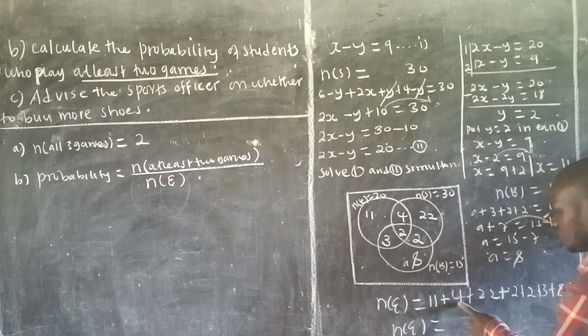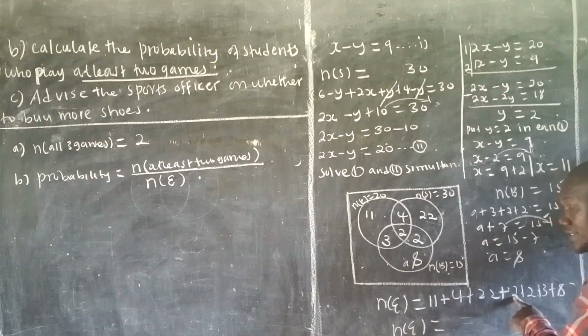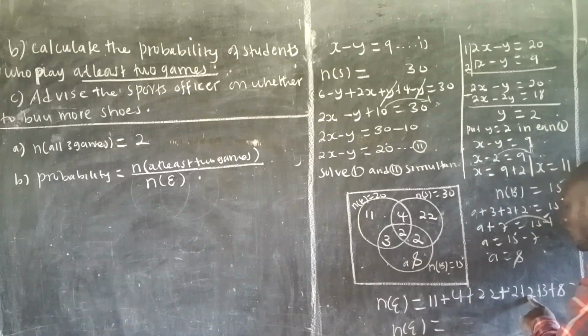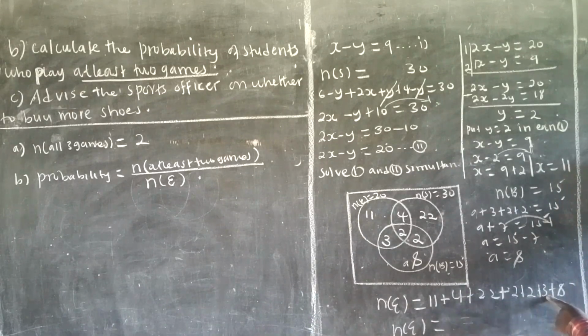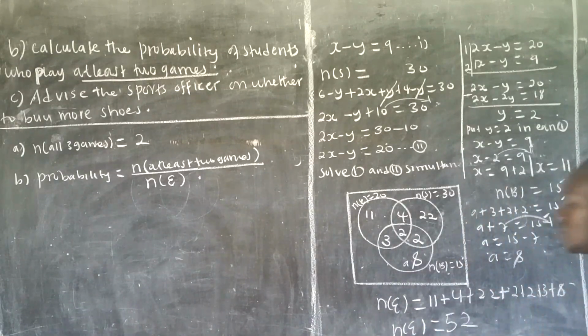11 plus 14 plus 4, that is 15. 15 plus 22, that is 37. 37 plus 2, that is 39. 39 plus 2, that is 41. 41 plus 3, that is 44. 44 plus 8, that is 52. So the number in the universal is 52.